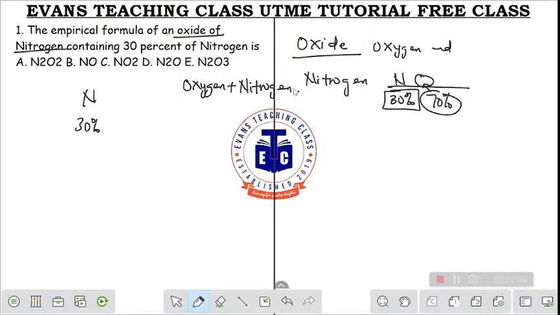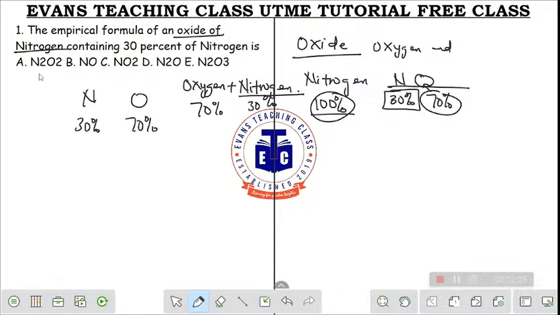Now they say 30%. Nitrogen is taking 30%. And you know that we have total of 100%, right? So it means the remaining will be 70%, and that one will belong to oxygen. So that's what they are trying to say. So they now ask us to find an empirical formula of that oxide of nitrogen.